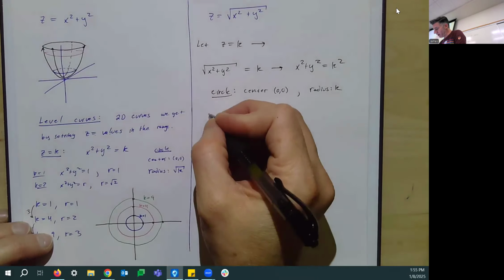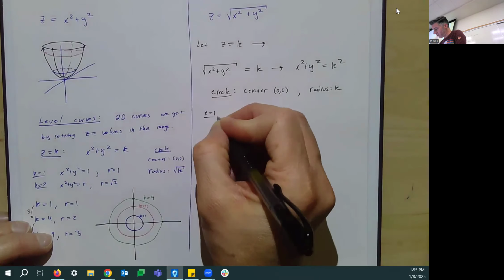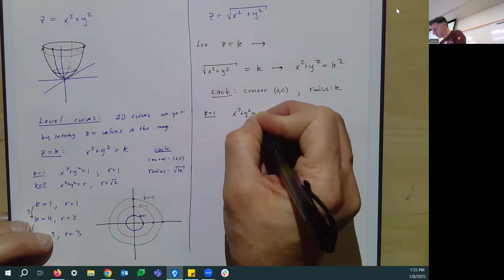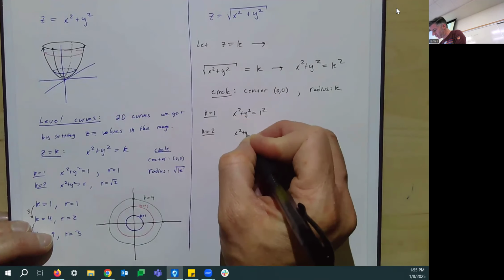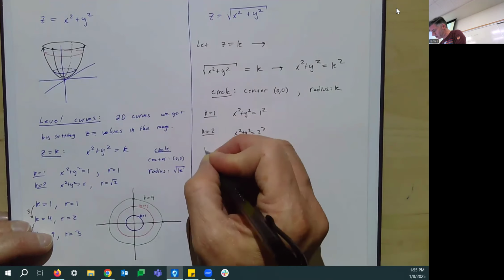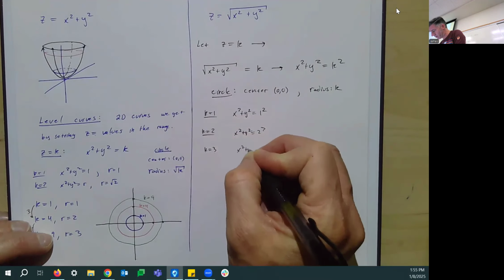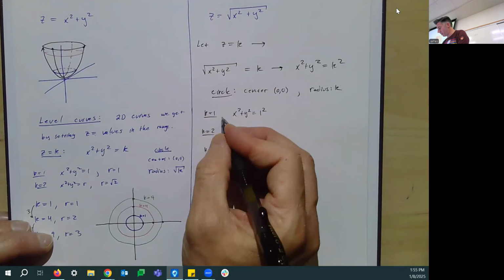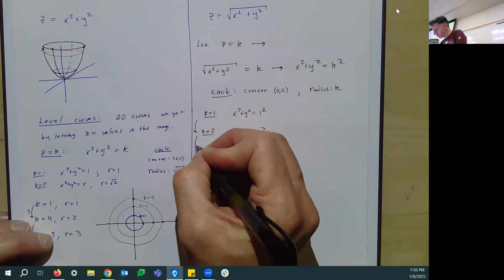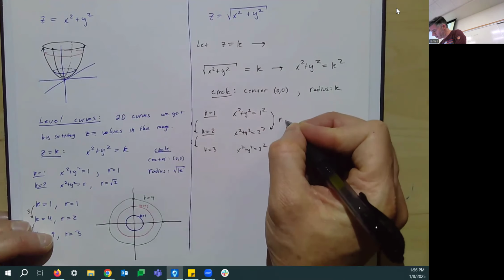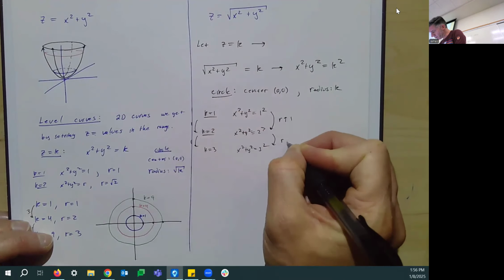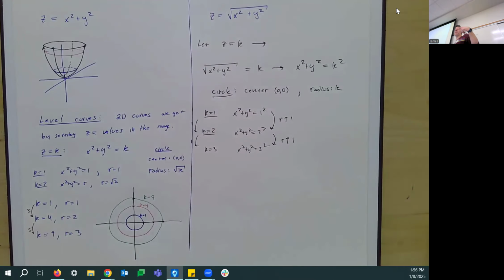Because here, if we let k equal 1, we're going to get x squared plus y squared equal to 1 squared. If k equals 2, we're going to let x squared plus y squared equal 2 squared. If k equals 3, we're going to get x squared plus y squared equals 3 squared. So here, an increment of 1, the radius also increases by 1. So increasing k by 1 leads to the exact same increase in the radius. So I was going to try and draw the level curves here.